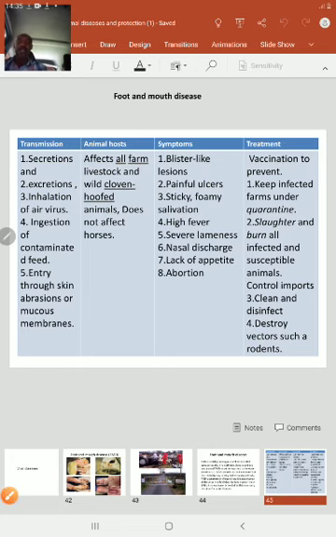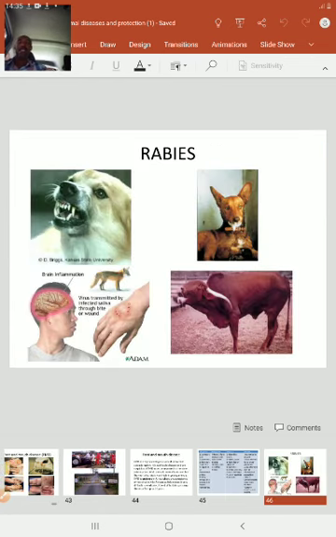So this is foot and mouth. So it's very important because it will come even on exam. Just look at the main symptoms and the animals that are affected, and the transmission and the treatment.